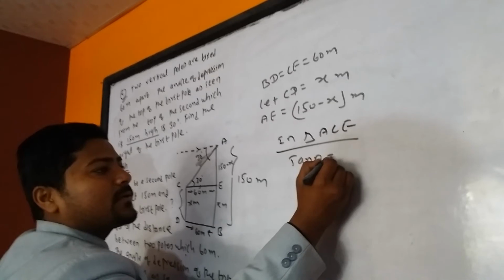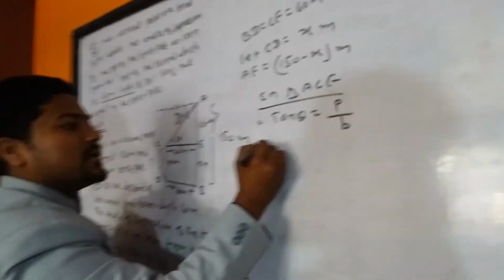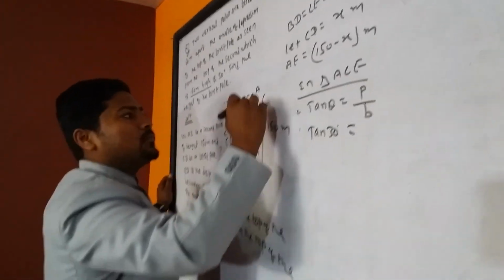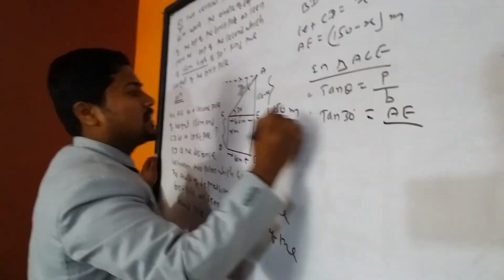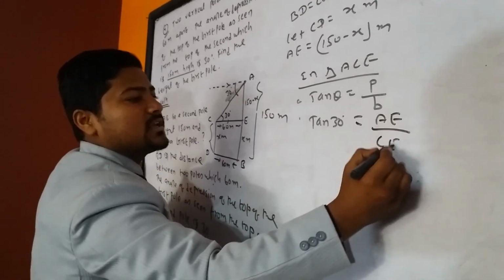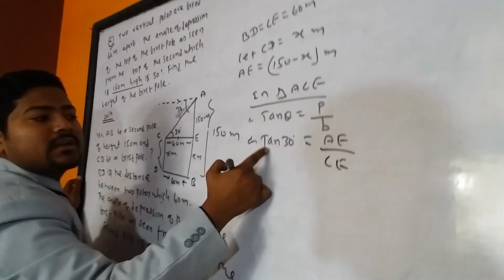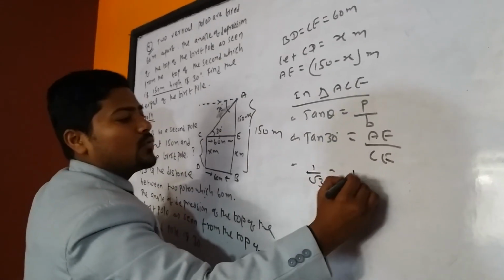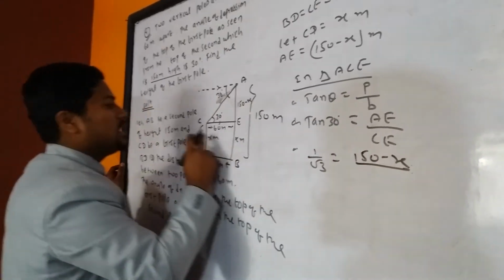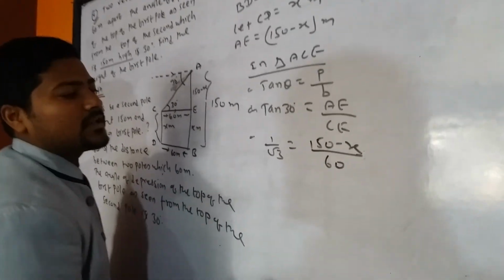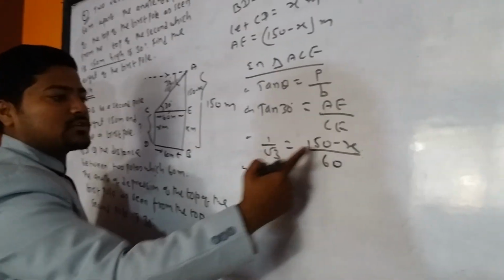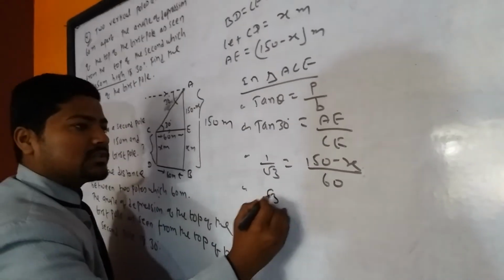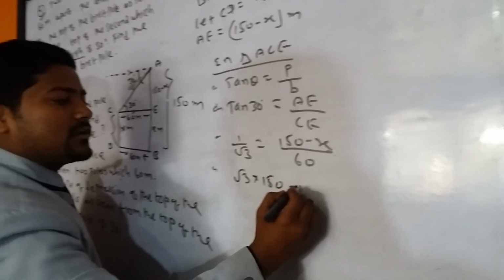Tan theta equals what is the formula? P by B. Tan theta value is 30 degrees given. P value is AE and B value is CE. Tan 30 is 1 by root 3. AE value is 150 minus X and CE value is 60 meters. So now we can do cross multiplication. Root 3 into 150 minus X.